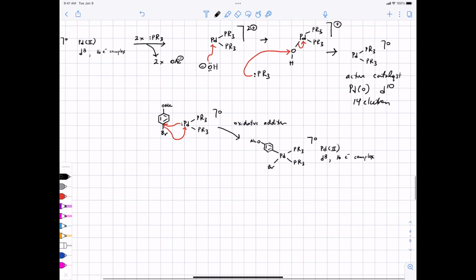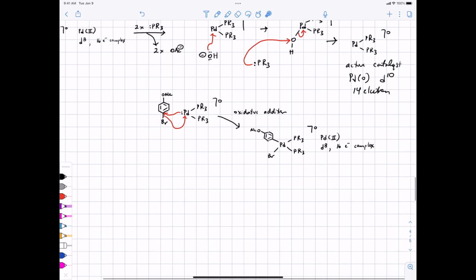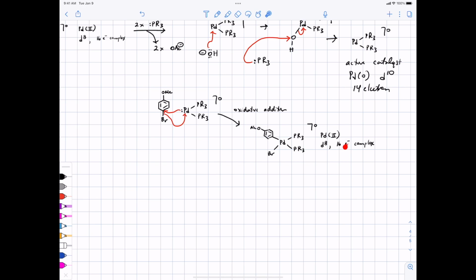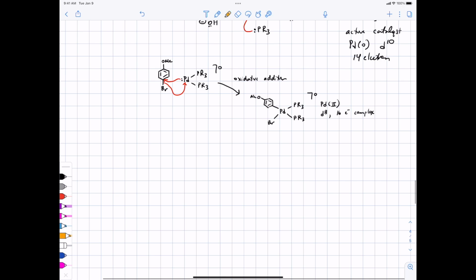Again, the fact that it's a 14 electron complex versus 16 just reflects the fact that there's space for more things to happen, right? If this were an 18 electron complex, there wouldn't be space around the metal for oxidative addition. The fact that it's still a 16 electron complex here means that there's space for more things to happen. All right, so that's the oxidative addition step.